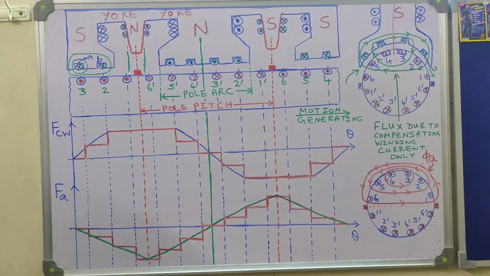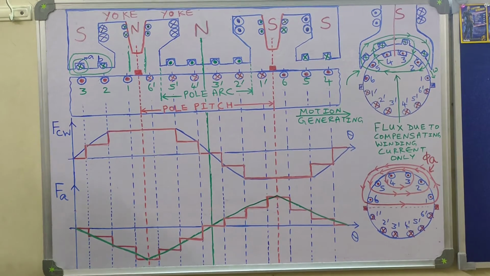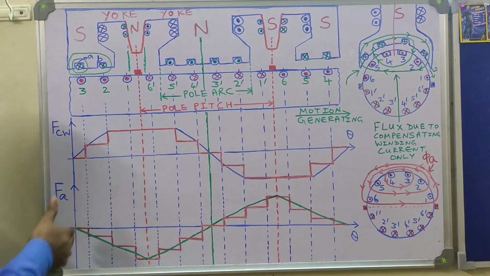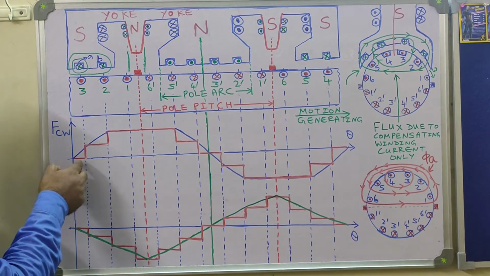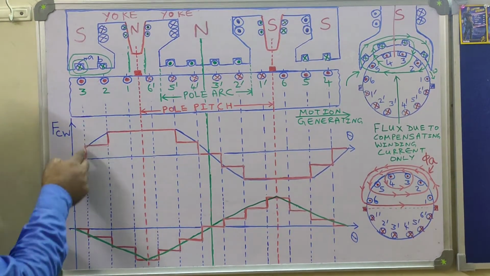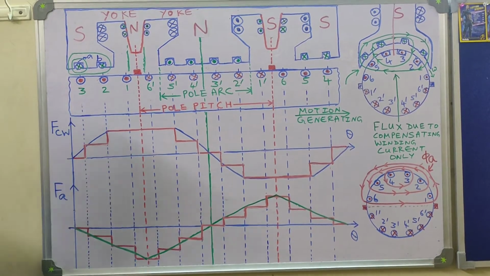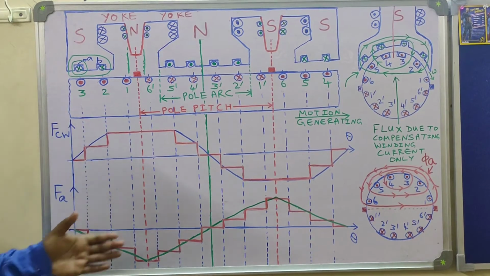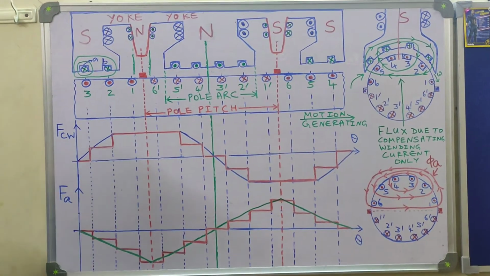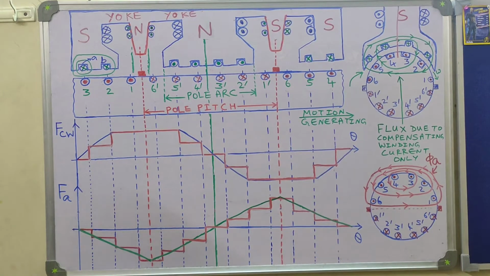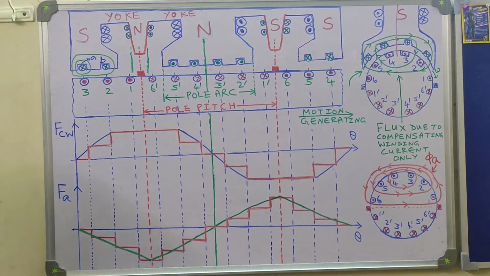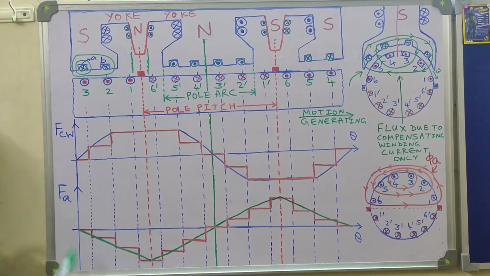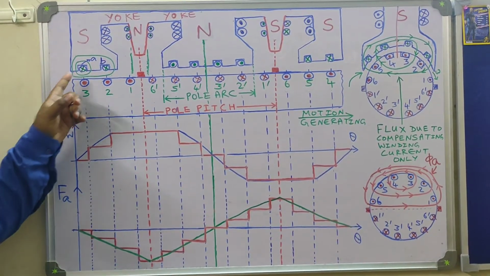What I am saying is that the MMF variation over a slot pitch is indicated by a step jump, and that step jump is being shown at the middle of the slot. So this is the slot portion. So let us first only focus on the compensating winding conductors. Thereafter we will focus on the armature conductors. So please remember this. This is very crucial, that we will first focus only on the compensating winding conductors, which are placed in the slots, and the slot portions are cut out in the pole faces.